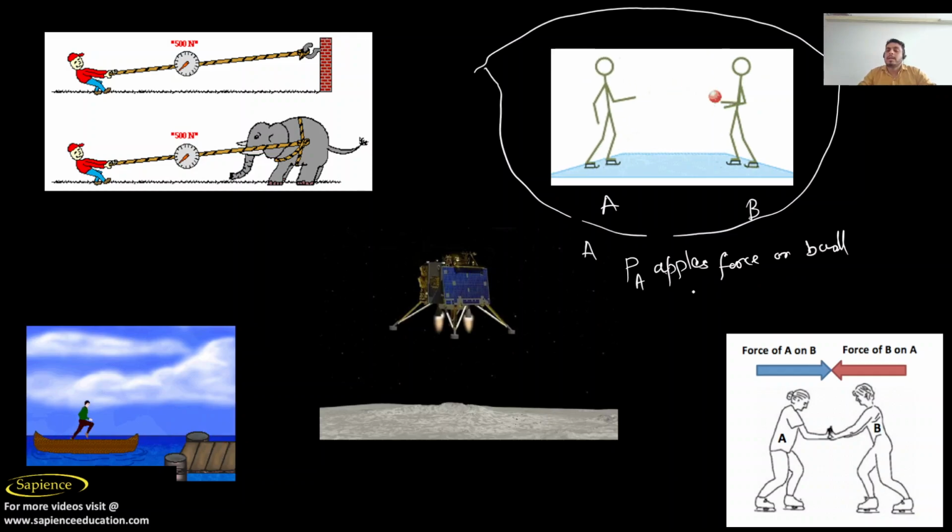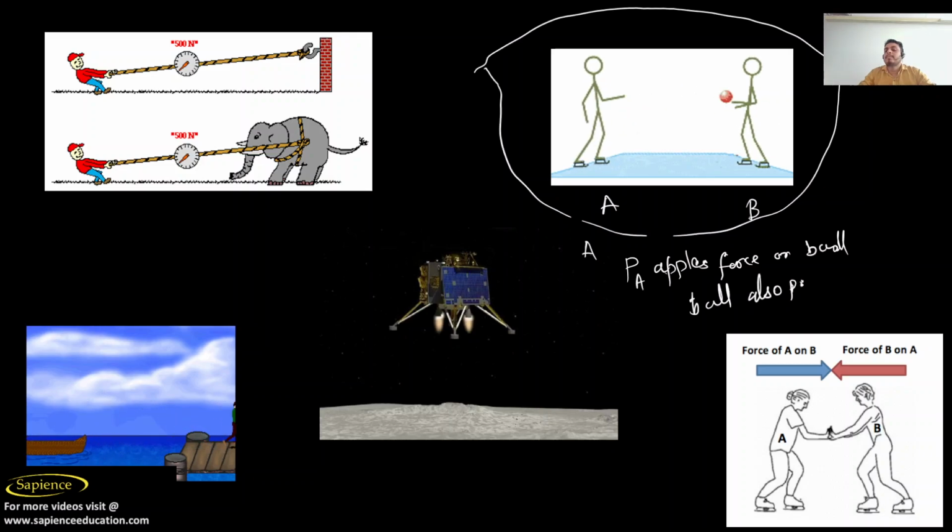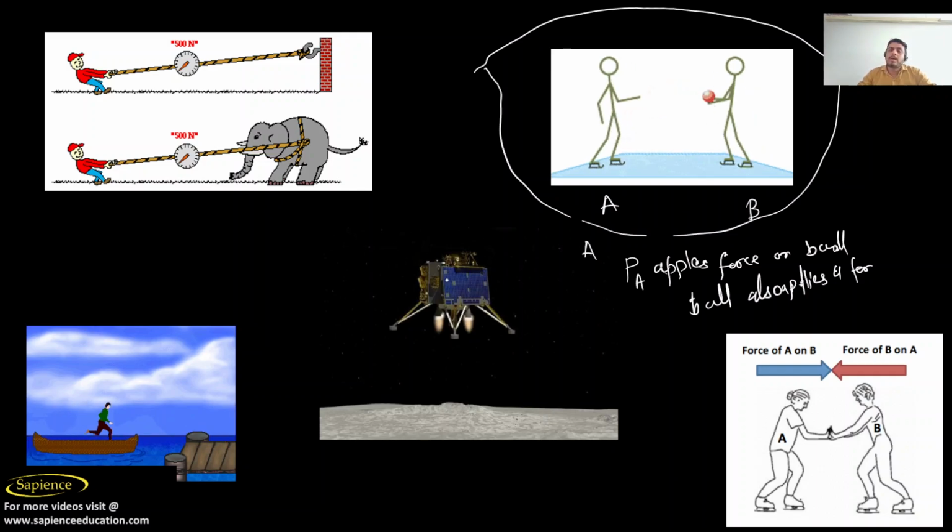In result, the ball also applies a force on the person. When this ball applies a force on this person, what will happen? As you know, this is a frictionless layer, so when the person applies a force on the ball, the ball also applies a force on the person, and due to this force, the person moves backward. And the same thing on the right side also.